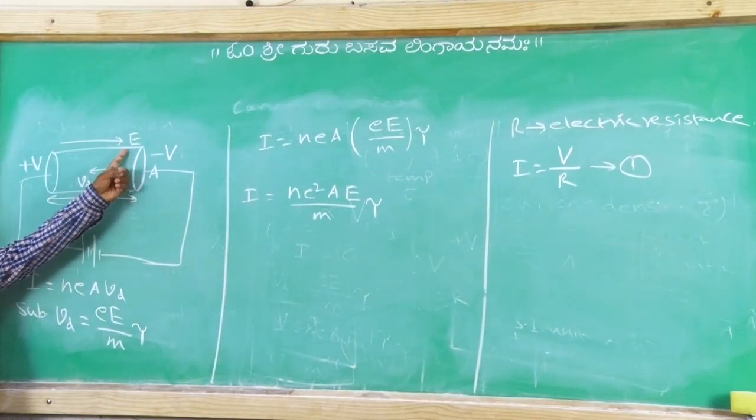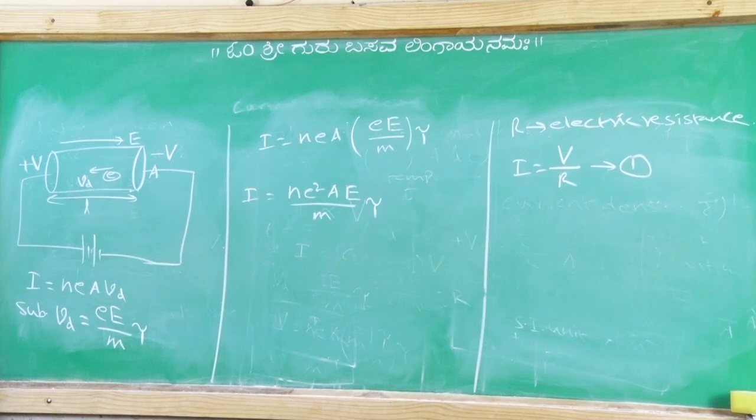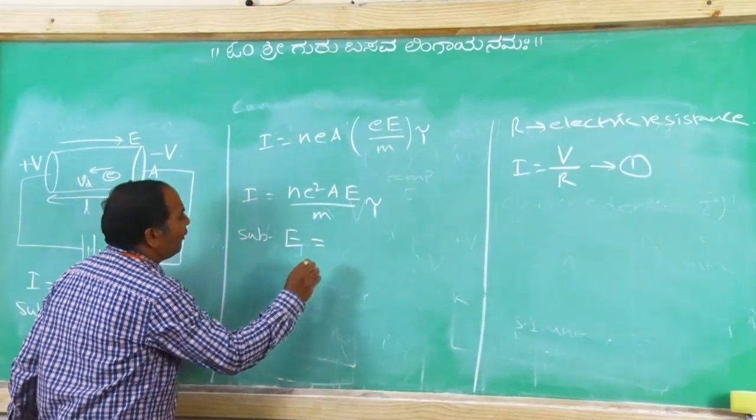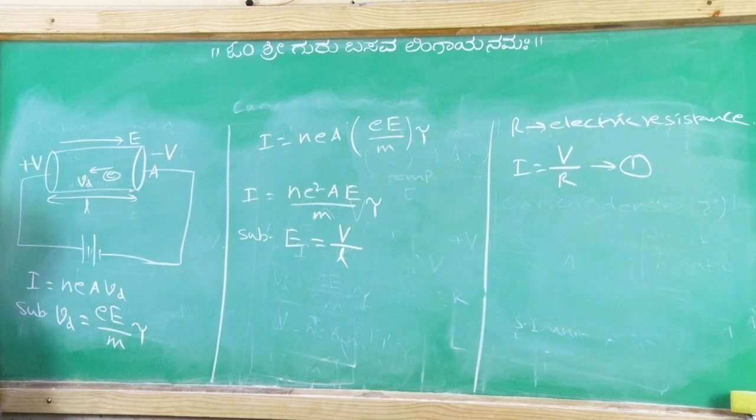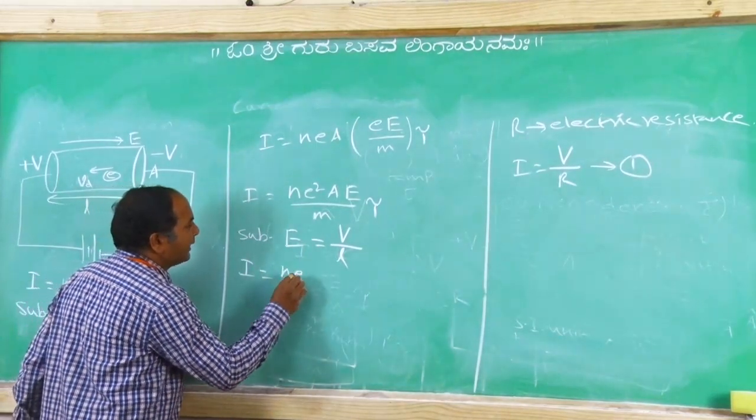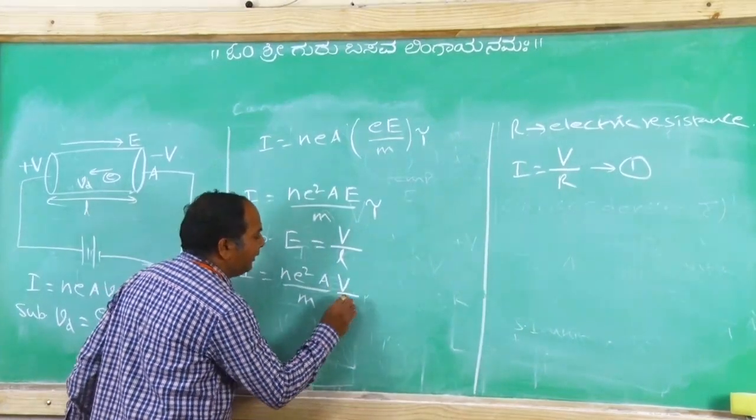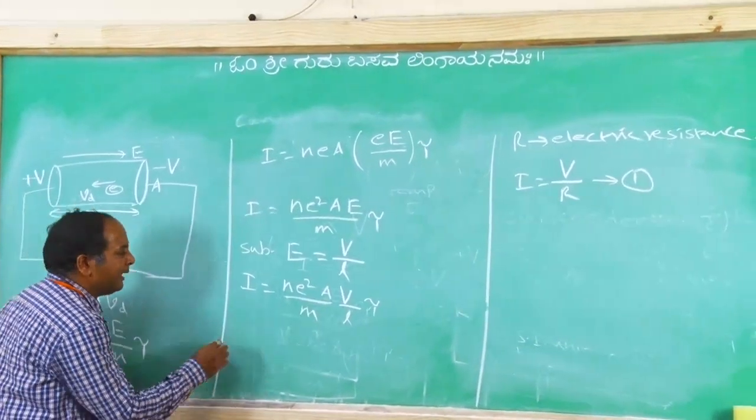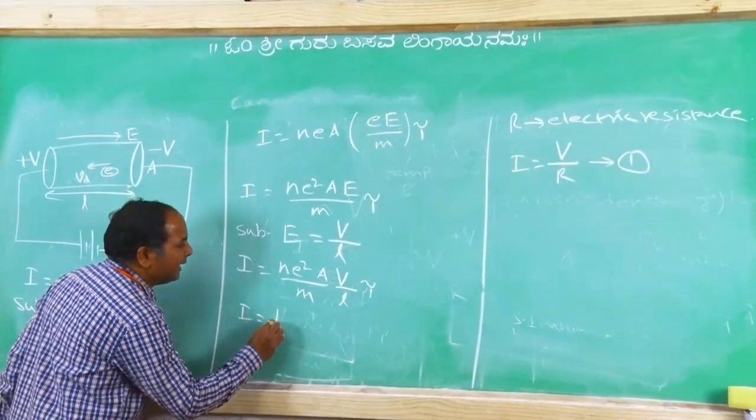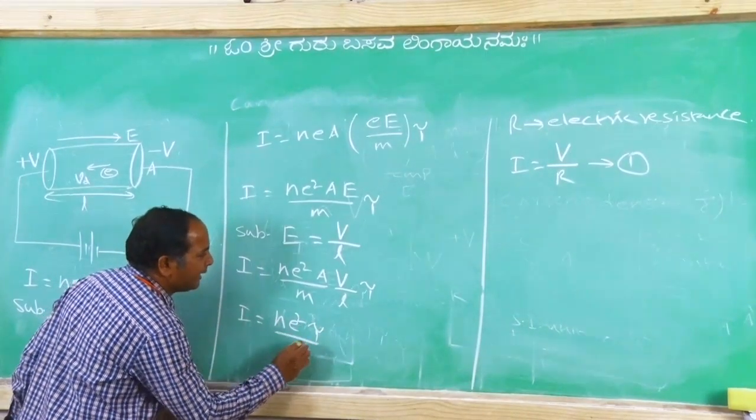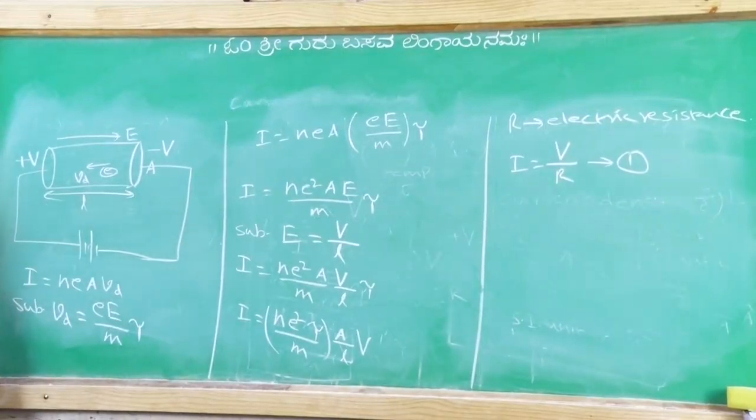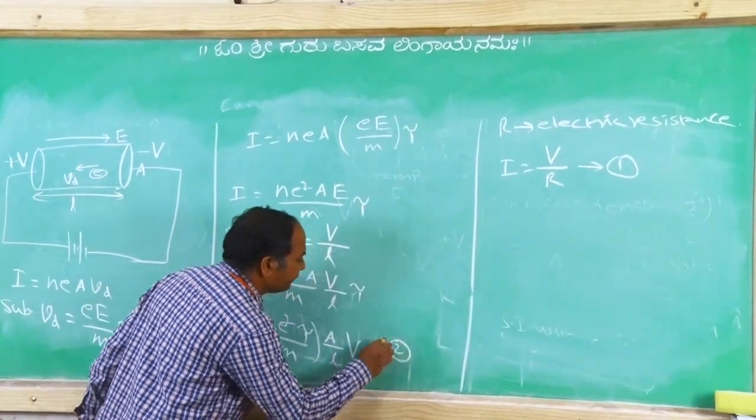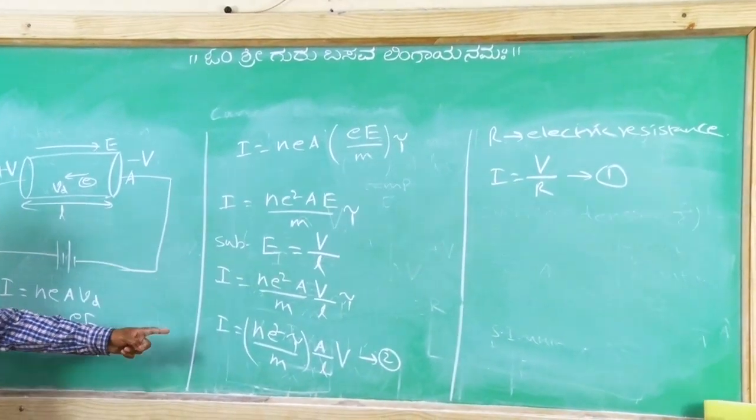The electric field, we already know, means potential per unit length. So substitute E equals V by L, where V is the potential difference across the length L. Then I equals n e square A by m into V by L into tau. The same thing we may write as I equals n e square tau by m into A by L into V. This is equation 2.